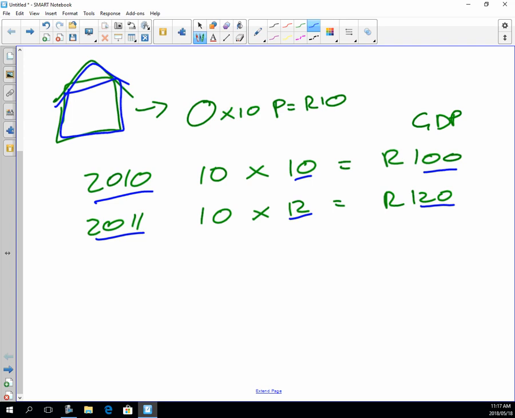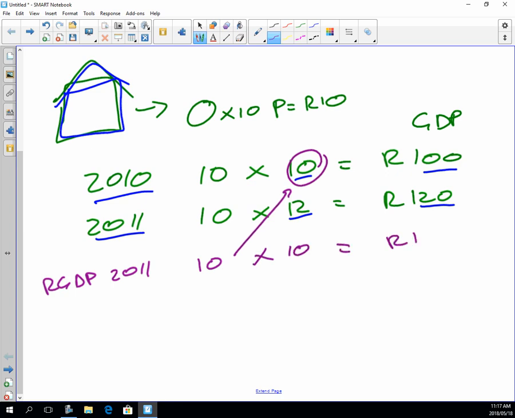So to calculate the real GDP in 2011, you need to take the quantity produced in the new year, which is still 10, but you need to multiply it by the price in the original year. So times 10, and we will get an answer of 100 Rand for GDP in 2011.